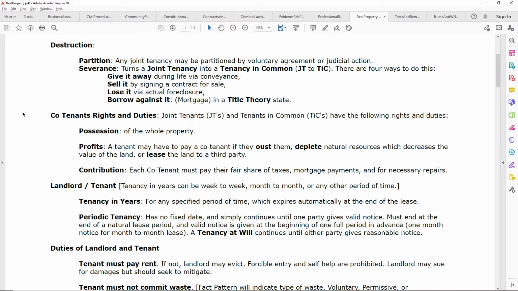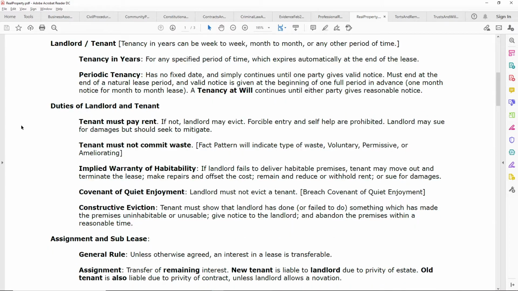Co-tenants' rights and duties. Joint tenants, JTs, and tenants in common, TICs, have the following rights and duties. Possession of the whole property. Profits. A tenant may have to pay a co-tenant if they oust them, deplete natural resources which decrease the value of the land, or lease the land to a third party. Contribution. Each co-tenant must pay their fair share of taxes, mortgage payments, and for necessary repairs.